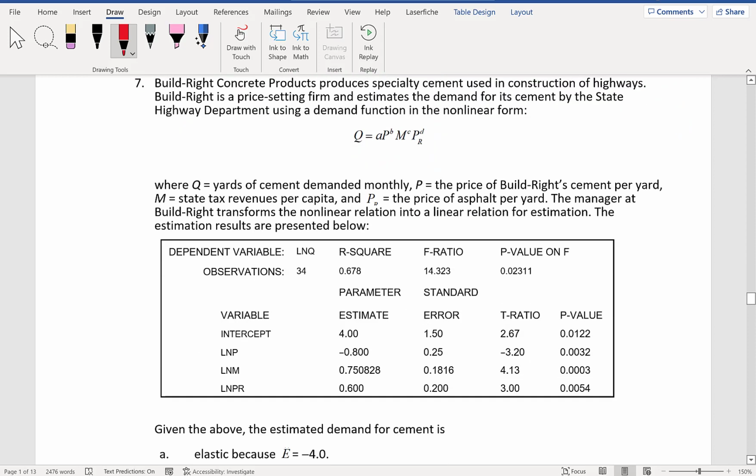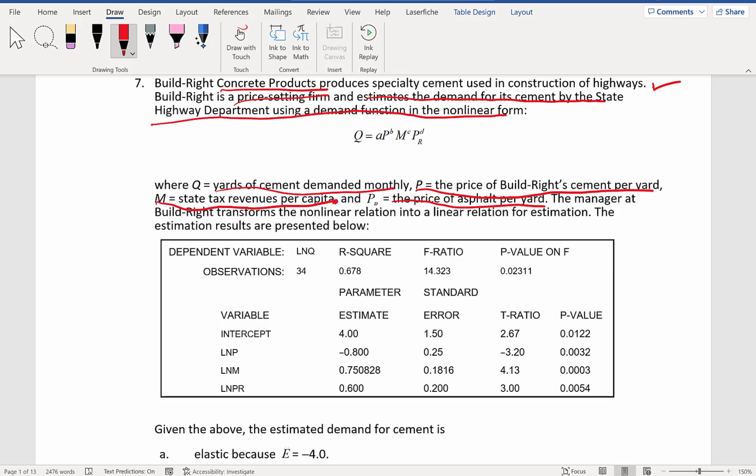Okay, question 7. Build-Right Concrete Products produces specialty cement used in construction of highways. Build-Right is a price-setting firm and estimates the demand for cement by the State Highway Department using the demand function in the nonlinear form. So Q is the yards of cement demanded monthly. P is the price of Build-Right cement per yard. M is the state tax revenues per capita, so this is like how much the state gets per capita. PR is the price of asphalt per yard. So asphalt and cement are related.